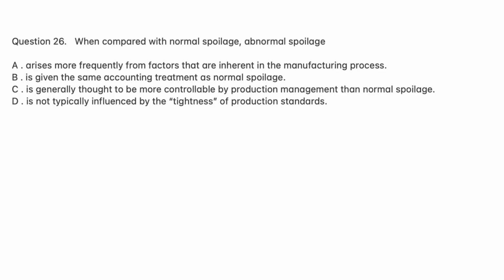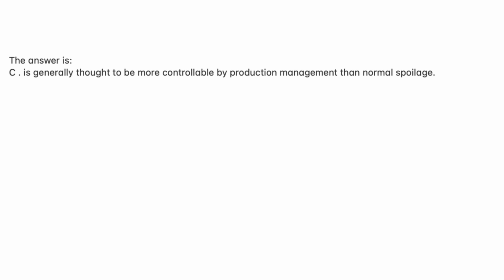Question 26. When compared with normal spoilage, abnormal spoilage, A. arises more frequently from factors that are inherent in the manufacturing process. B. is given the same accounting treatment as normal spoilage. C. is generally thought to be more controllable by production management than normal spoilage. D. is not typically influenced by the tightness of production standards. The answer is C. is generally thought to be more controllable by production management than normal spoilage.